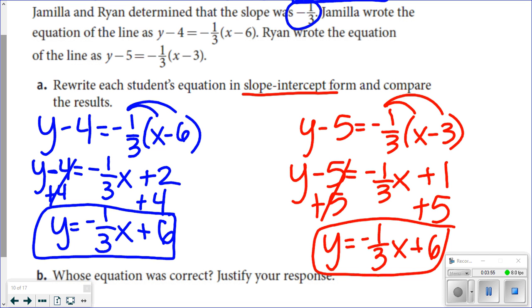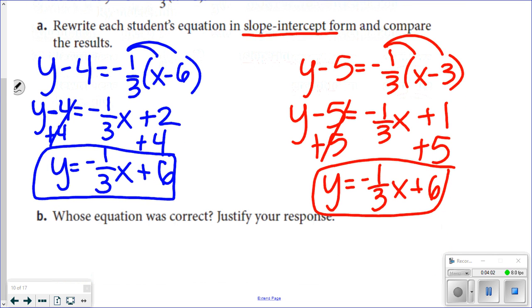Whose equation is right? They both are right. How do we know? Because when we convert them both to slope-intercept form, we get the same equation. Y equals -1/3 x plus 6. So both equations are correct. Both students are right. The equations represent the same line.